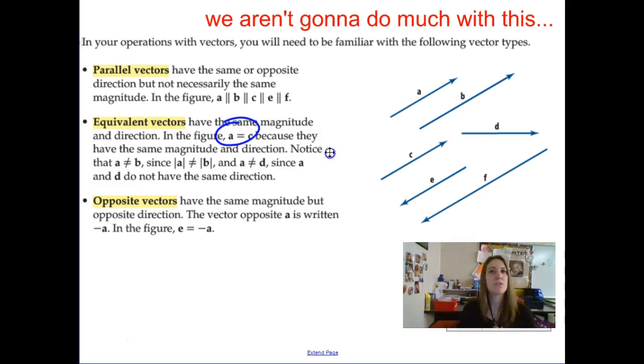And then opposite vectors, this one is always, I don't know why it's hard for me to see, but it is. They have the same magnitude, so same size, but they're going in opposite directions. So I think A and C are opposites. And since A and E are opposite, there we go, A and E. But remember how A and C are parallel? So also C and E are opposite vectors. I feel like I missed some sort of a combo here. I don't know. So they're the same size going in opposite directions.